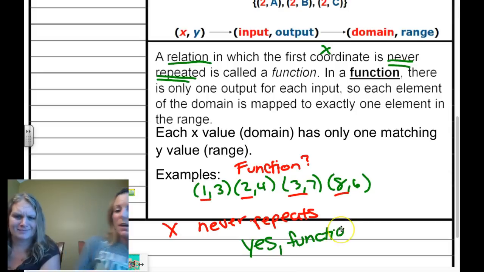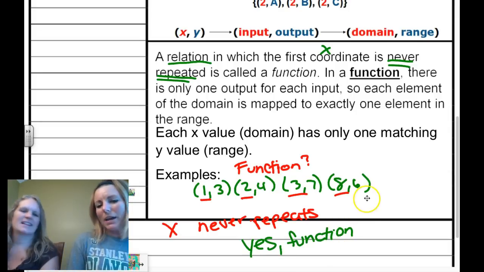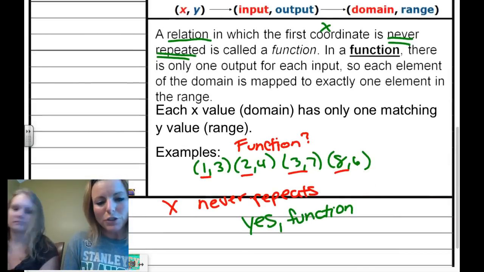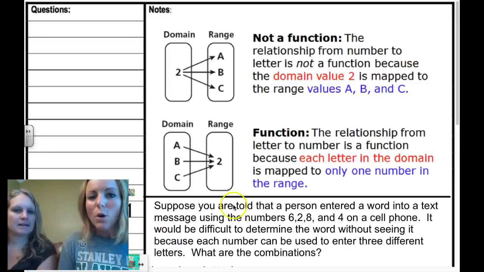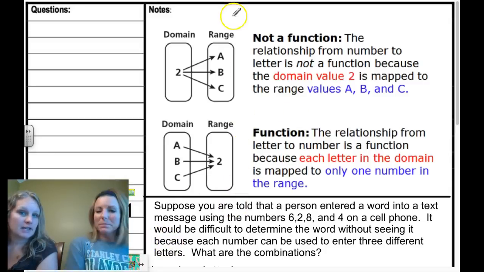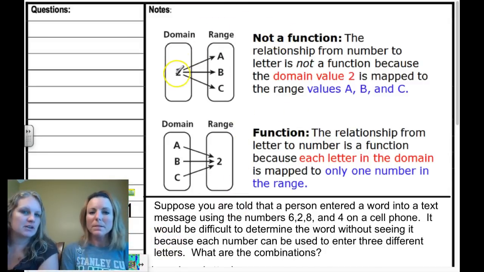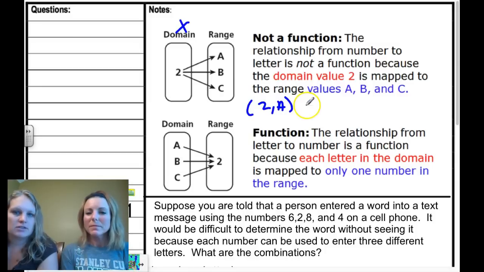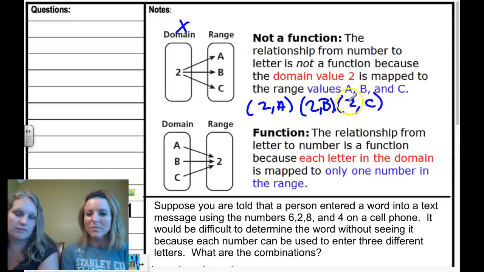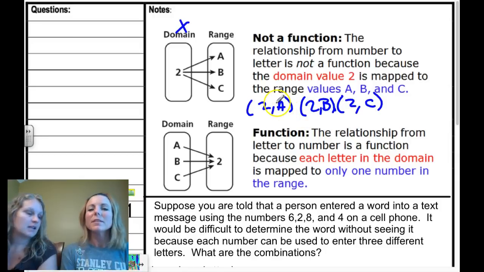Awesome. That's easy enough. How about we move on and we'll see others that aren't functions in just a little bit. So here we go. This is not a function because here our X value is going to both A, B, and C. If we wrote it as an ordered pair, it would be (2, A), (2, B), and then (2, C). So as you see, the X value, or your first number in the pair, is repeating.